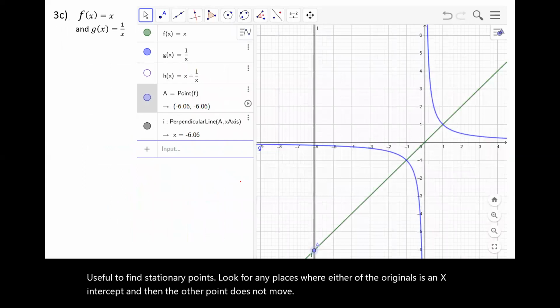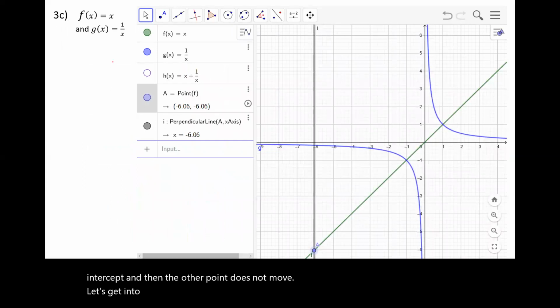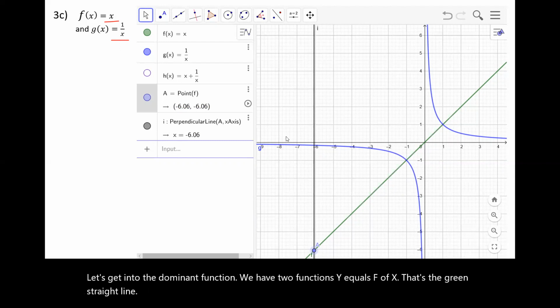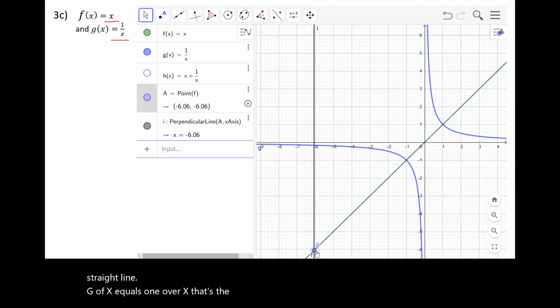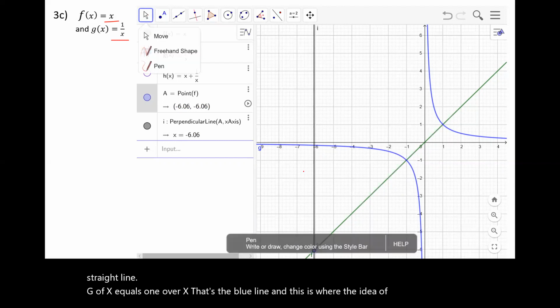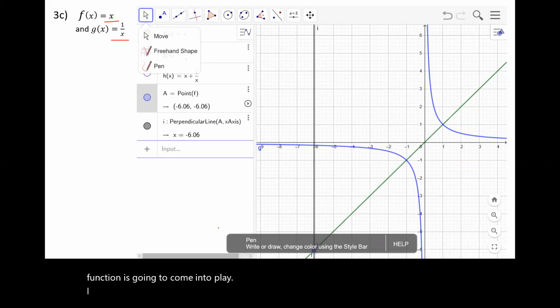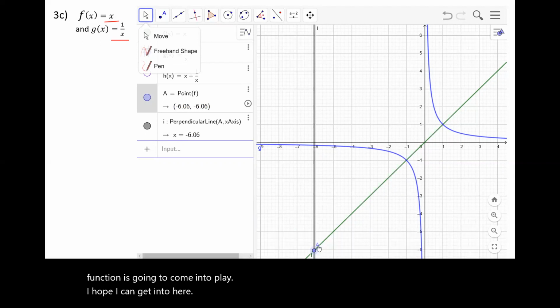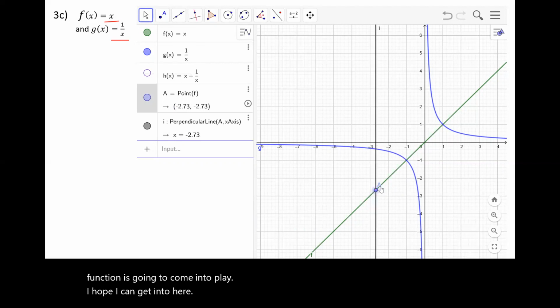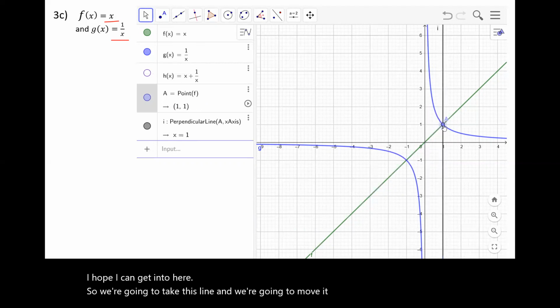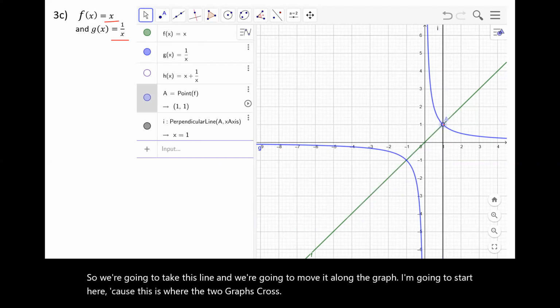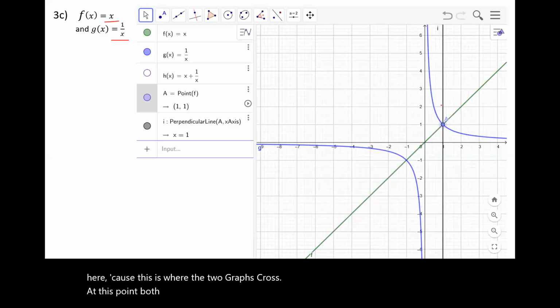Now, let's get into the dominant function. We have two functions. Y equals f of x, that's the green straight line. G of x equals 1 over x, that's the blue line. And this is where the idea of a dominant function is going to come into play. Okay, so we're going to take this line and we're going to move it along the graph. I'm going to start here because this is where the two graphs cross. At this point, both y values are 1, so we'd have a new point at 2.